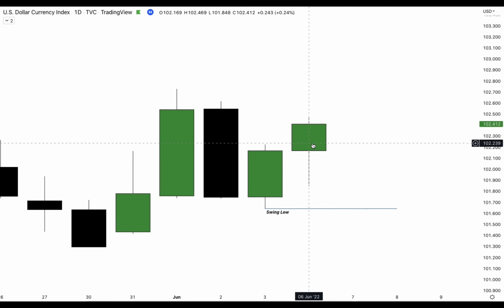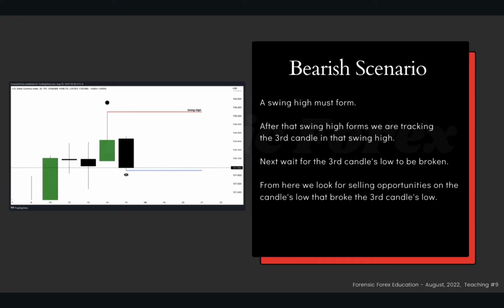Now what happens after we get these swing points? What should we be looking for? Well, that's what I'm going to talk about. In a bearish scenario, a swing high must form. After that swing high forms, we are tracking the third candle in that swing high. Next, wait for the third candle's low to be broken. From here, we look for selling opportunities on the candle's low that broke the third candle's low.